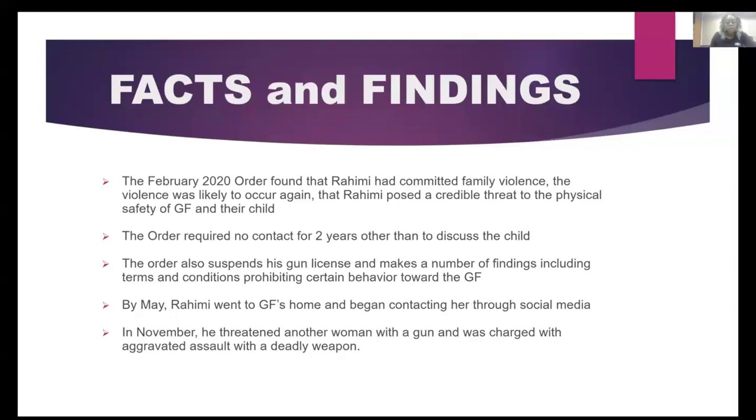By May, Rahimi went to the girlfriend's house and began to contact her through social media. In November, he threatened another woman with a gun and was charged with an aggravated assault and a deadly weapon at that time. Next slide.